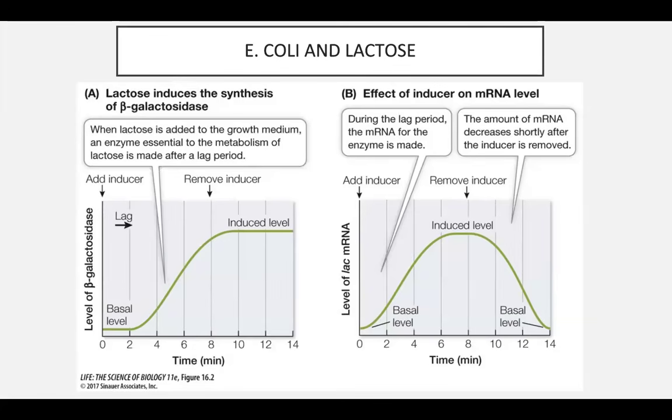This lag period happens because E. coli bacteria does not typically have beta galactosidase active for lactose metabolism, because it's usually metabolizing glucose. Because of that, the mRNA needs to be translated to protein, and eventually that protein needs to start working. So there's a small lag period where there's not much activity going on. But after that lag period is over, it increases significantly until it reaches the induced level.